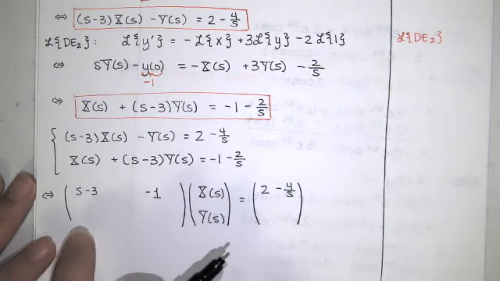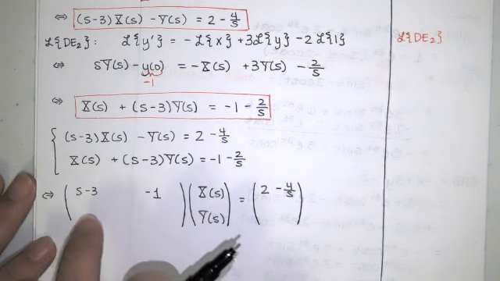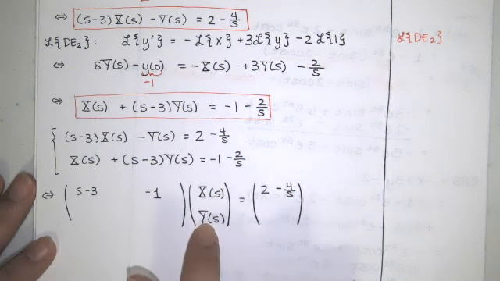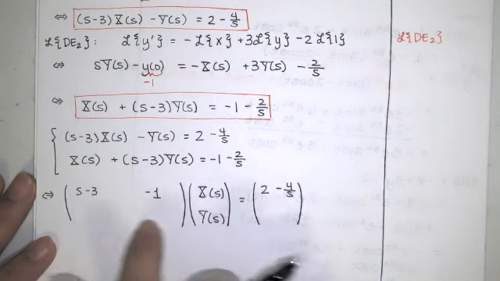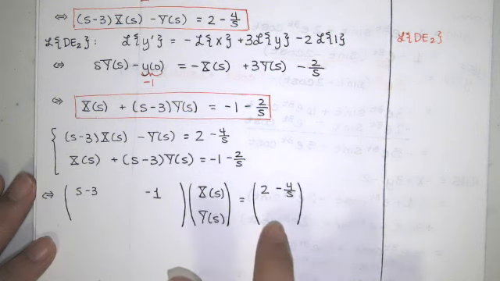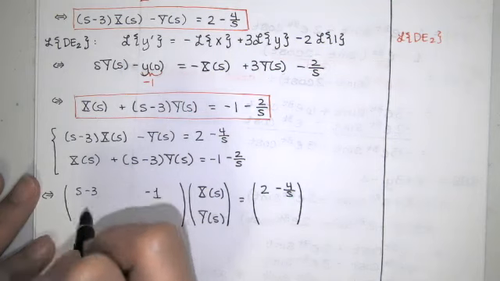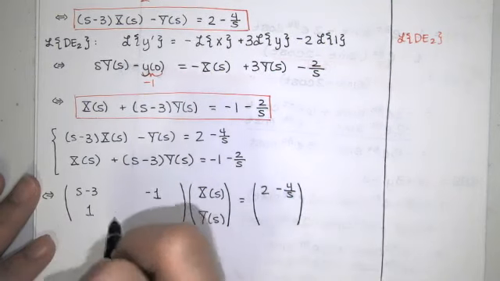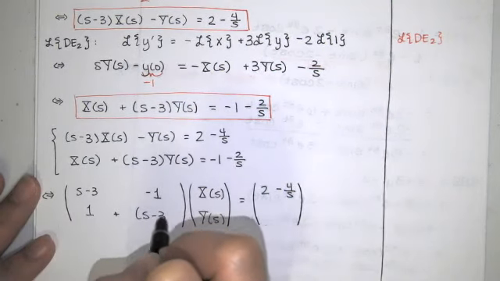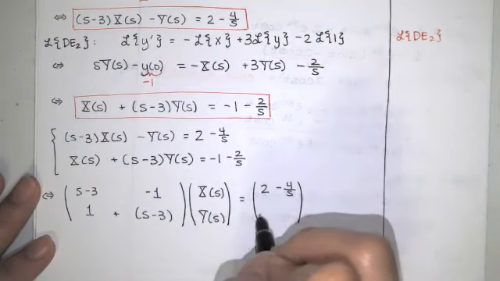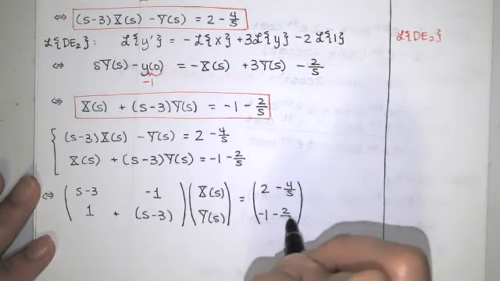For the second equation, we can use this second row and this first column. The dot product of the second row and the first column gives you the second row, first column entry here. So we have 1 times X of s plus s minus 3 times Y of s equals -1 minus 2 over s.